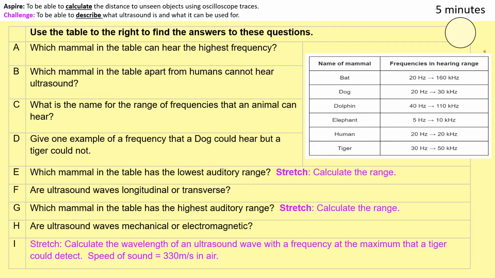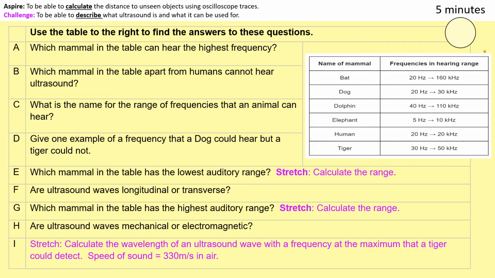Okay, so now we know a little bit about ultrasound. Let's do something with that information. So in this table that I've got here, I've got questions A, B, C, D, E, F, G, H, and a stretch question I. So I want you to get a piece of paper or your book if you're super organized, and you're going to answer those questions.